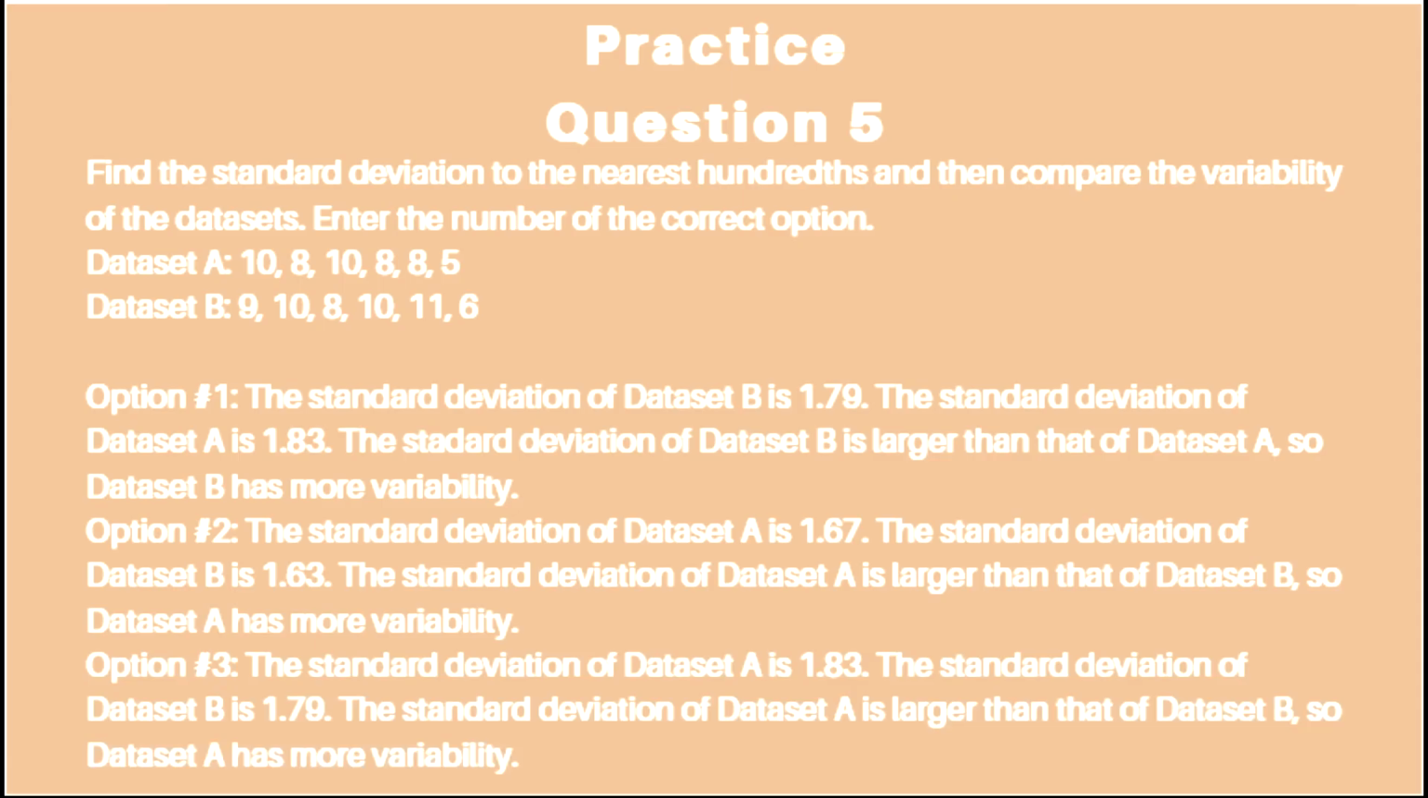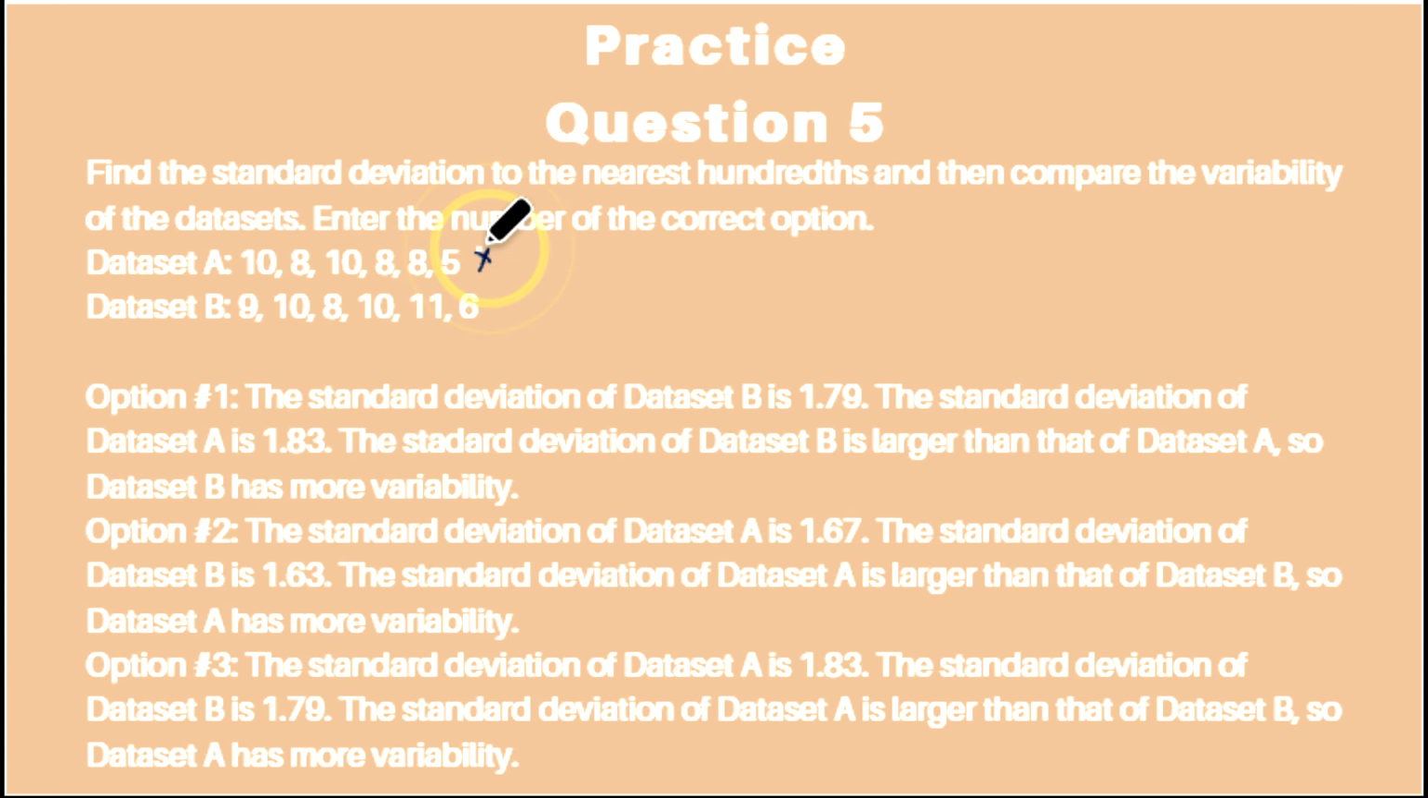Here's practice question number 5. Find the standard deviation to the nearest hundredths and then compare the variability of the data sets. Enter the number of the correct option. Okay, we have 2 data sets. Pause it, figure it out, come back.